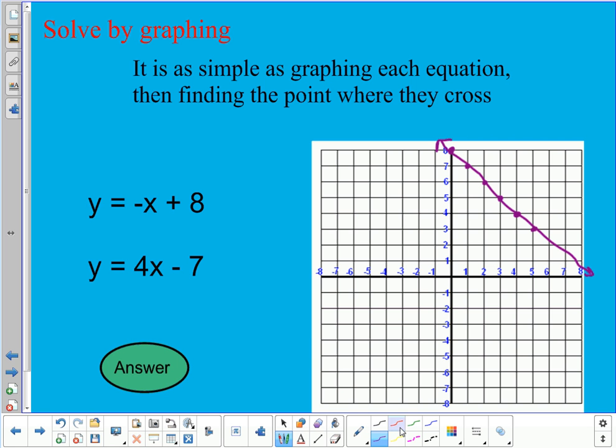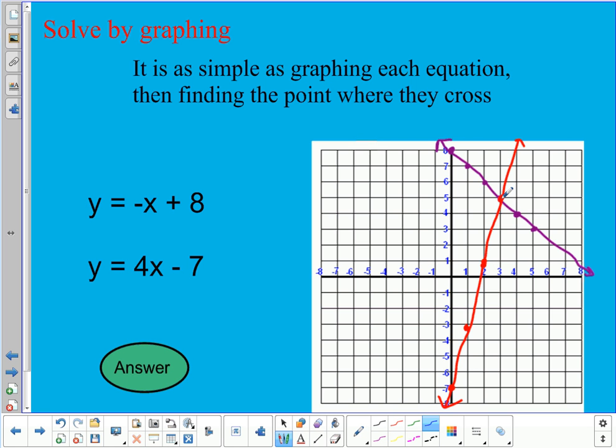And then the other line, I'll put that one up here in red. My y-intercept is negative 7, and I go up 4 and over 1. Up 1, 2, 3, 4, over 1. It's really nice when one of the points you make ends up being the intersection. But there you go. There's our two lines.